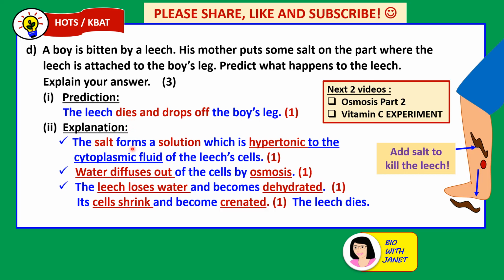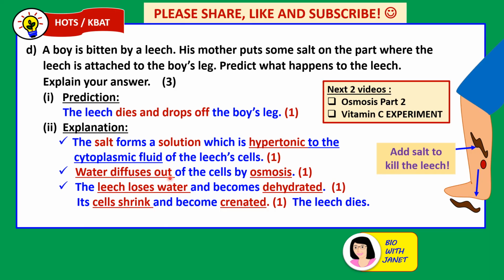So the explanation is similar to the one that we gave just now, in the sense that we have 3 parts to the answer. First, you mention what type of solution is found outside the cells. So is it a hypotonic, hypertonic, or isotonic solution? In this case, the salt forms a solution which is hypertonic to the cytoplasmic fluid of the leech's cells. It's more concentrated. The salt solution is concentrated with solutes, with salt. So it draws water out from the leech's cells by osmosis. Now, note here that we don't say hypertonic to cell sap, because cell sap is only for plant cells. So for animal cells, we use the word cytoplasmic fluid.